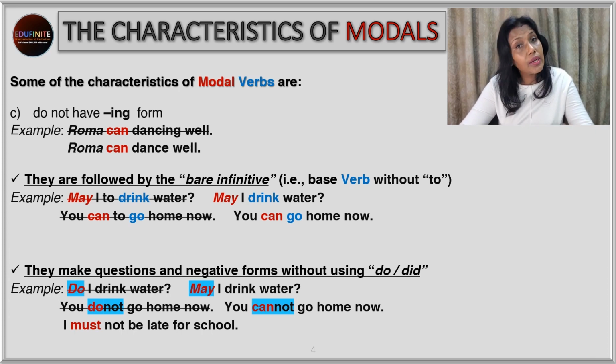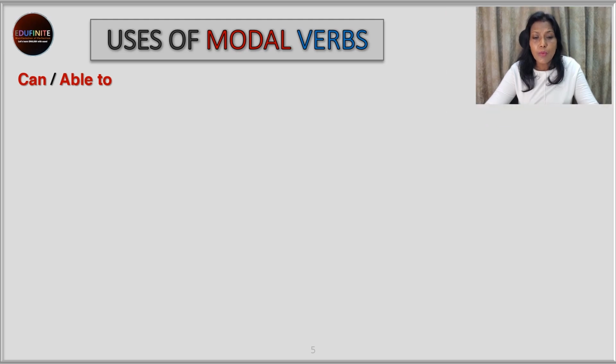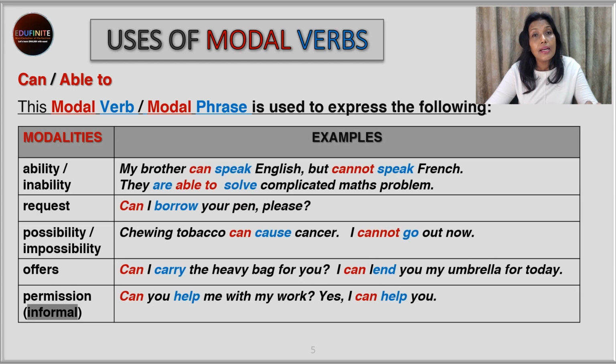Now, let's look into the modalities of the modal verbs. Now, the uses of modal verbs. Let's first look into can or able to. This modal verb is used to express the following. So, what are the modalities? Ability or inability. Ability, like we can say, my brother can speak English. So, he has the ability to speak English. Inability, but he cannot speak French. So, he is unable to speak French.